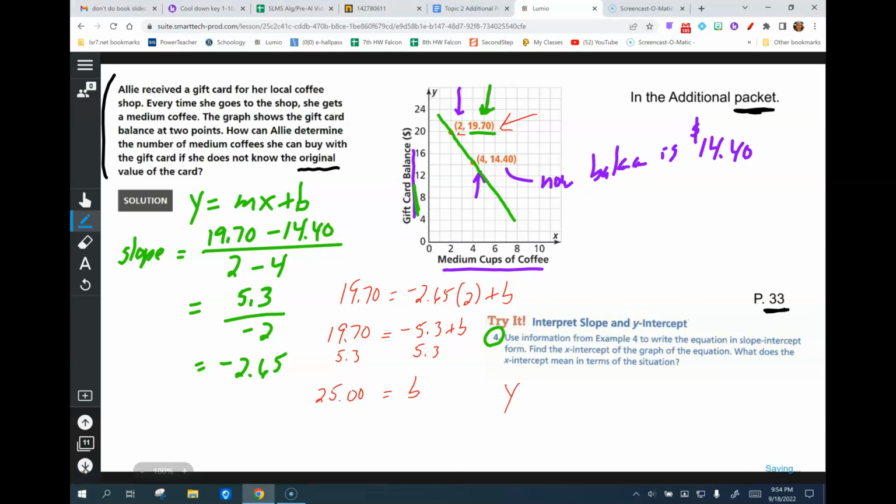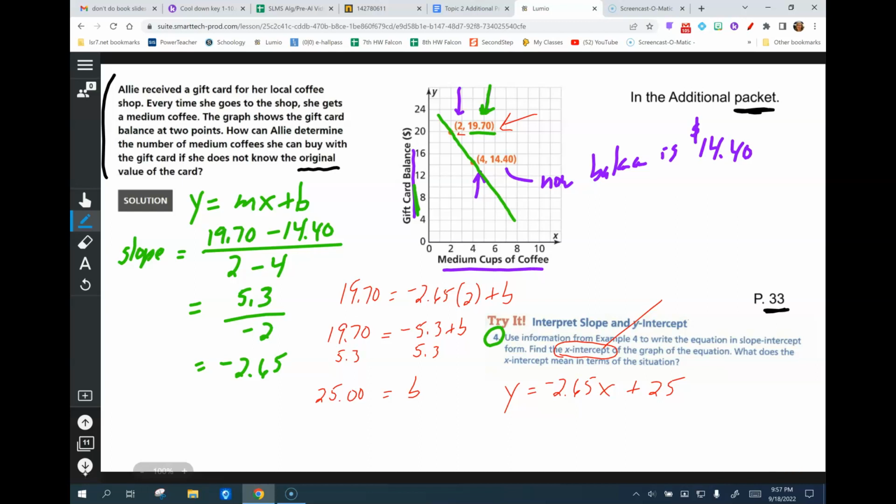So y equals negative 2.65x plus 25. So now that we have our equation, we can answer the questions. And it says, find the x-intercept. What do we know about the x-intercept? Okay, do you remember from a couple days ago? The x-intercept is going to be where the graph crosses the x-axis, right?